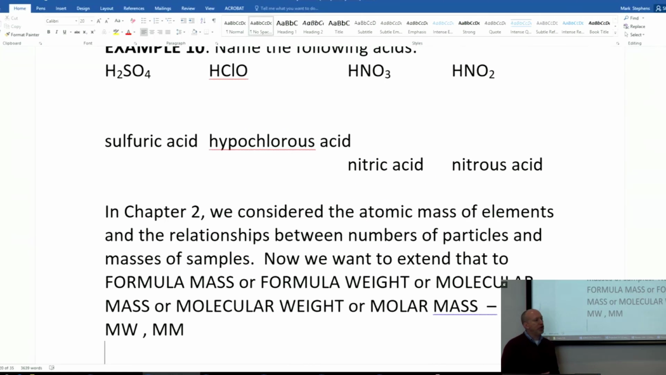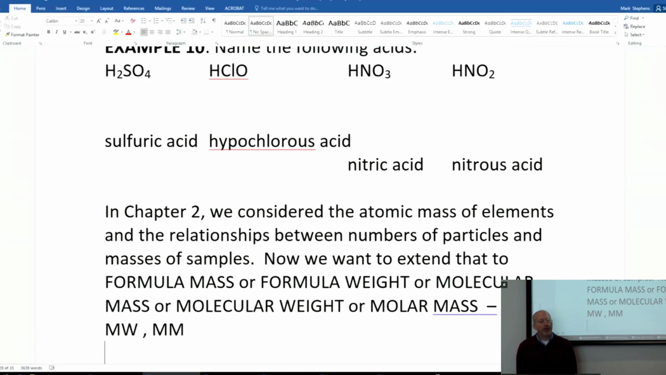All right, in chapter 2, we looked at the periodic table. We looked at converting moles into mass and particles. And we want to use that same kind of idea, and then we're going to extend that to look at molecules now. So in chapter 2, we looked at the atomic masses of elements and the relationships between particles and masses. We want to look at that same idea for compounds.